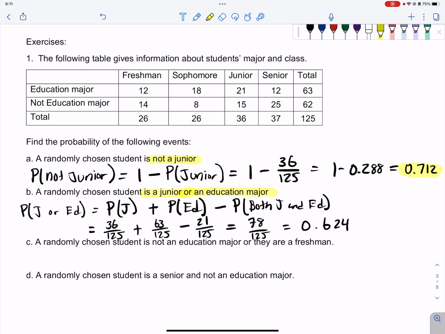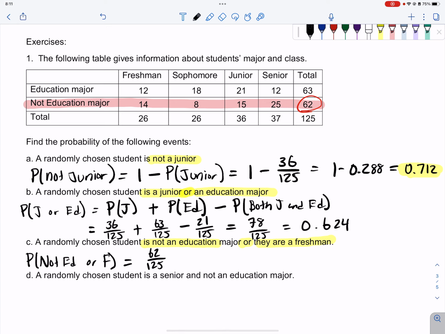The next one, we want to find the probability that a randomly chosen student is not an education major, or they are a freshman. So now we have another or statement here. I'm first going to look at our not education major row. And we can see that we have 62 students that say they are not an education major. So our probability of not being education is 62 out of the 125.